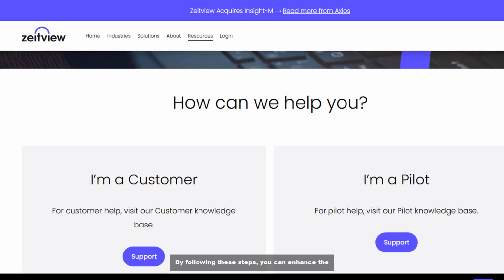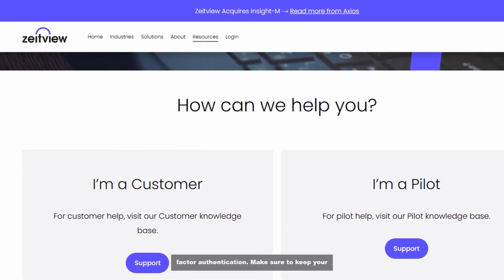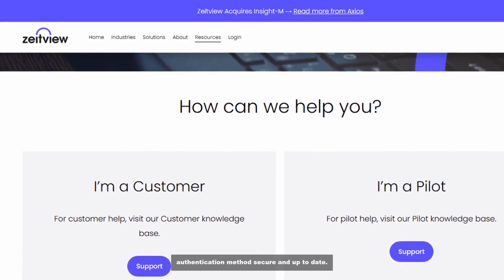By following these steps, you can enhance the security of your Zeitview account with two-factor authentication. Make sure to keep your authentication method secure and up to date.